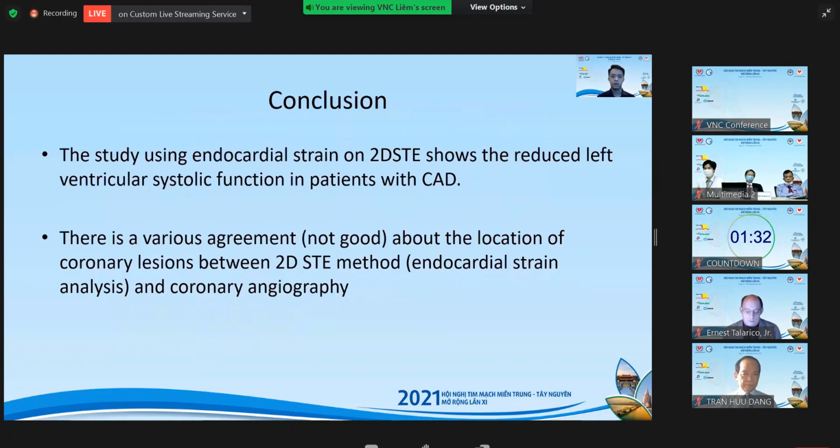Conclusion: the study using endocardial strain on 2D STE shows the reduced left ventricular systolic function in patients with coronary artery disease. There is a varied agreement, which is not great, about the location of coronary lesions between the 2D STE method and coronary angiography. This is either because of the physician's technique or because of problems from the software itself.